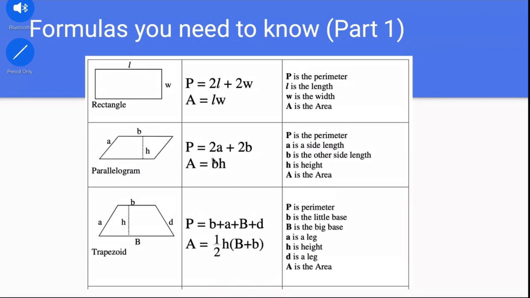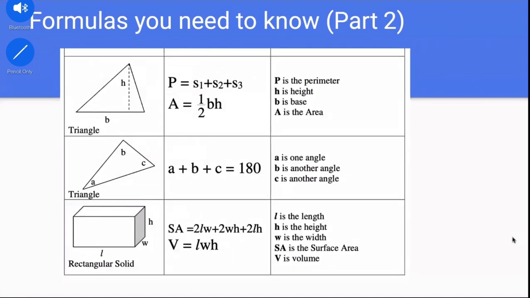Okay, now moving on to parallelograms. For parallelograms, perimeter equals 2A plus 2B, and A equals BH. Trapezoids: P equals BA plus BD, and area equals 1/2 H times (B plus B). Okay, triangles. For triangles, perimeter is side 1 plus side 2 plus side 3, and area is 1/2 BH.